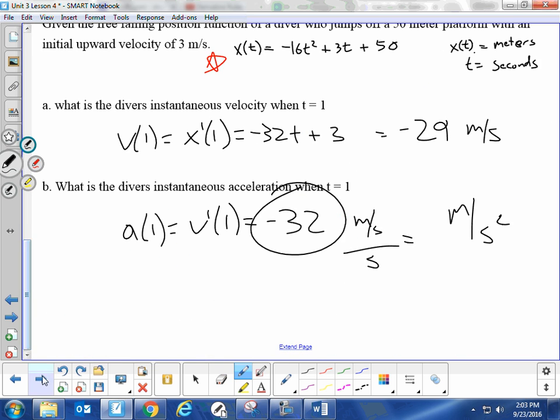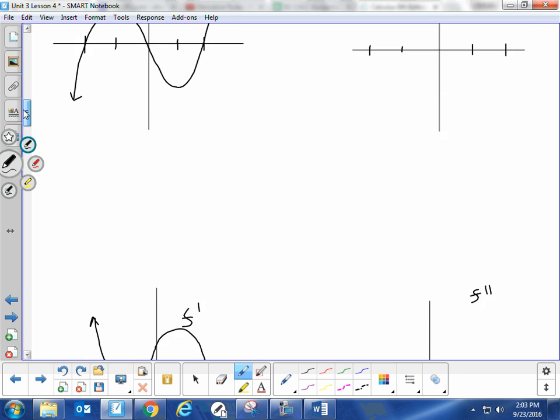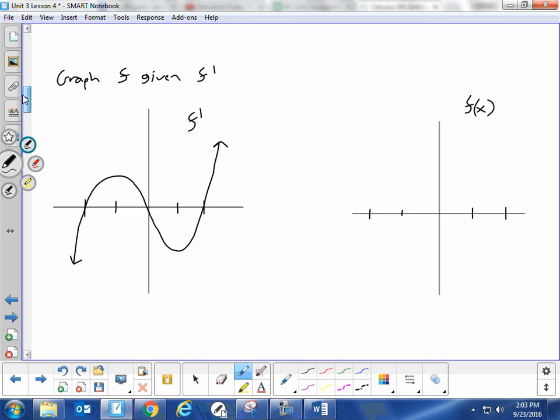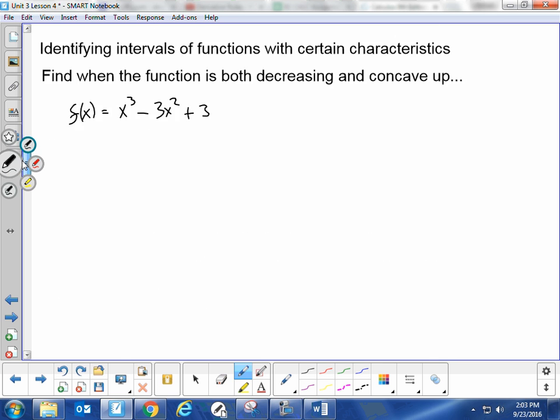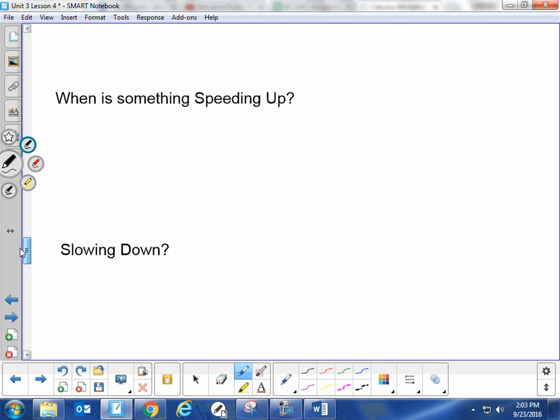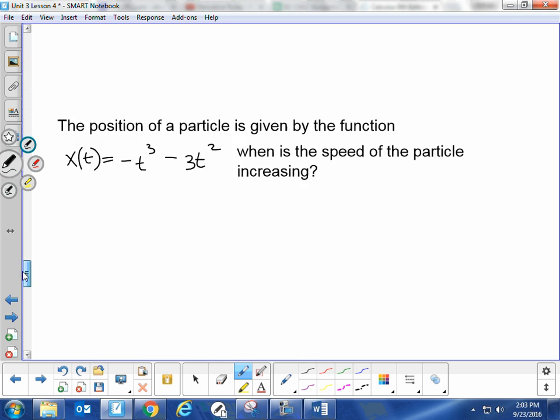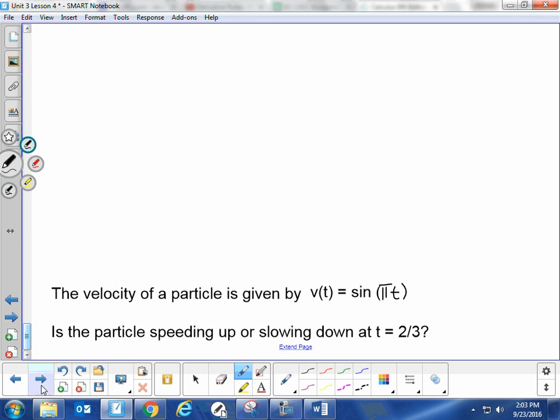We're going to watch the other part of the video for the rest of the lesson. A lot of it is sketching f given f prime, using f and f double prime. Make sure we get to speed when something is speeding up and slowing down, and also make sure we get to some other straight line motion problems. Your sub will give you the quiz as well as some speed homework problems. You are to definitely do that to study for your test.